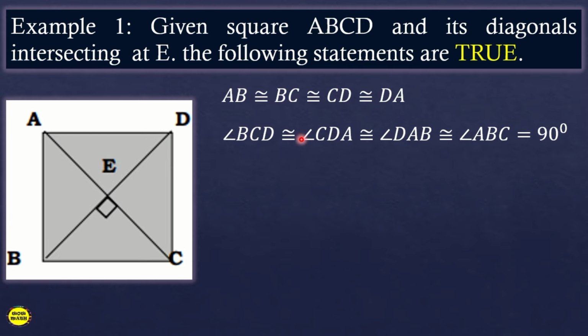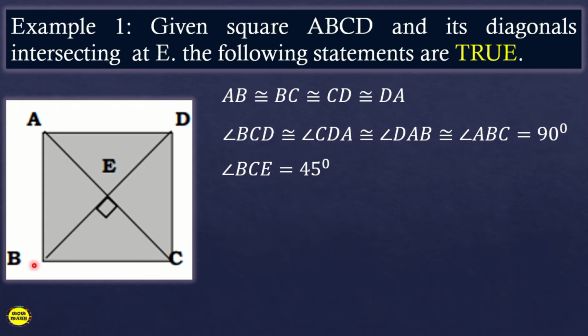Next, angle BCD. Angle BCD is congruent kay angle CDA, congruent din sa angle DAB, and congruent din kay angle ABC. Kasi class, sabi ko nga kanina, sa square, all four are right angles. Ibig sabihin, yung mga sukat nito ay tig-90 degrees. Kaya sila congruent.